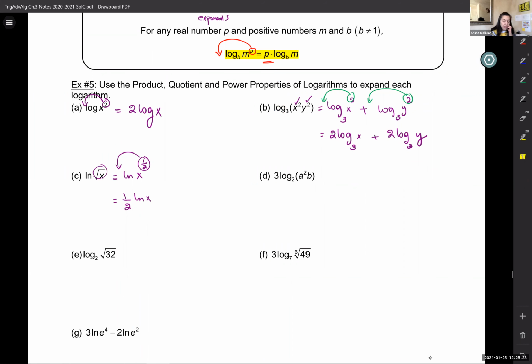Okay, next one. Here I already have a 3 in front, right? And then I have 2 elements inside. So I'm going to leave the 3 out here and then do the rest in parentheses. Okay? So this will be log base 2 of a squared plus log base 2 of b.